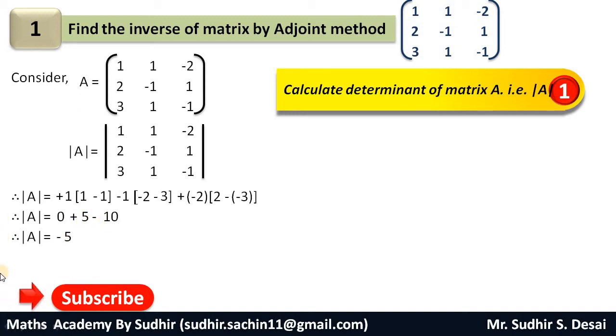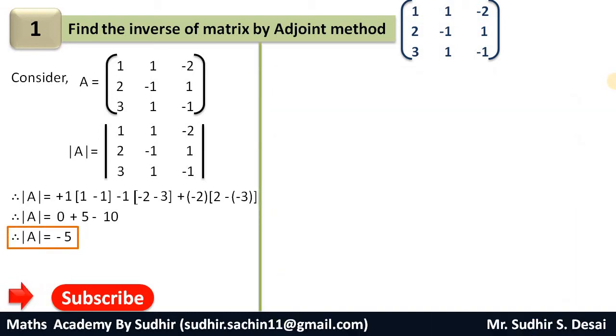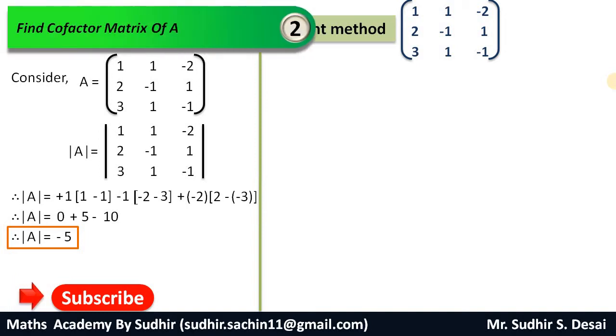So this is the first step to calculate determinant of given matrix A. So what is the value of determinant of A? -5, and it is a non-zero number. So inverse of this given matrix exists. Now what is the step number 2? Is to find cofactor matrix of A.